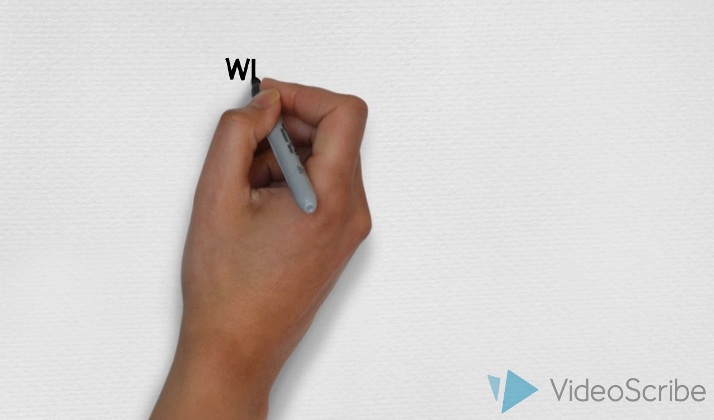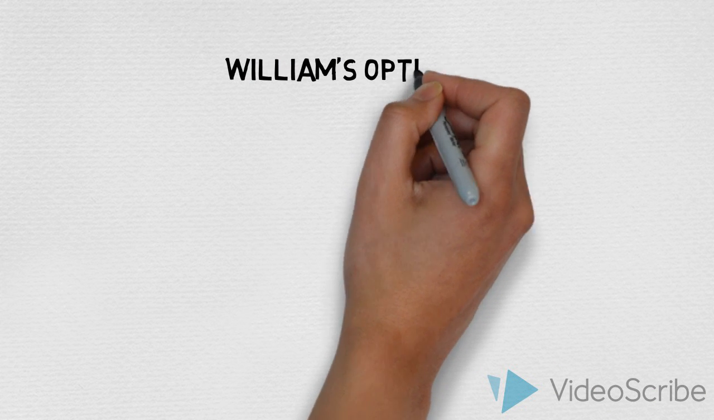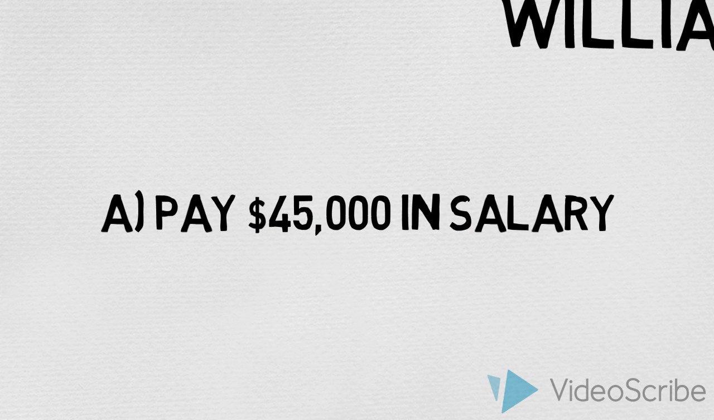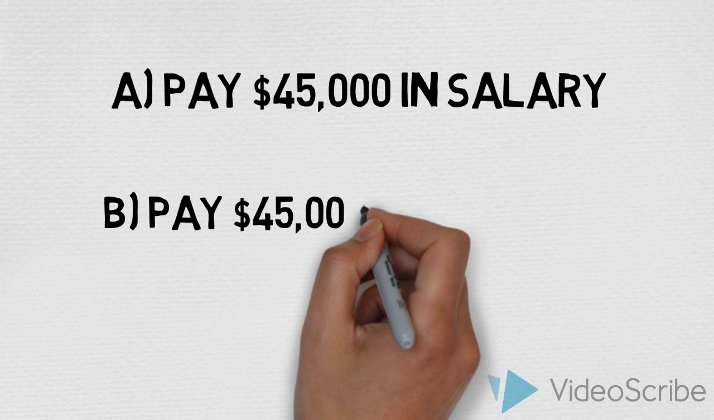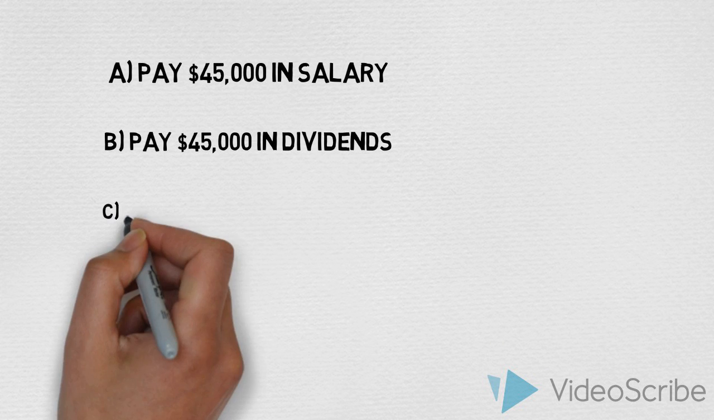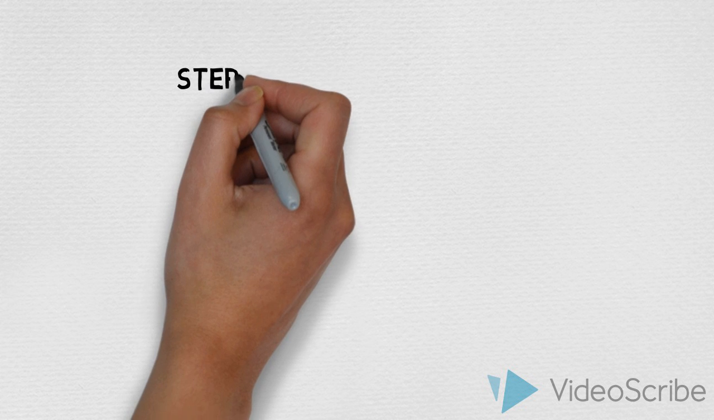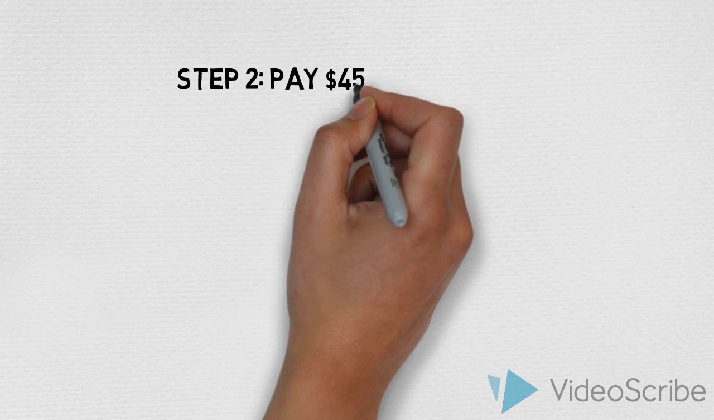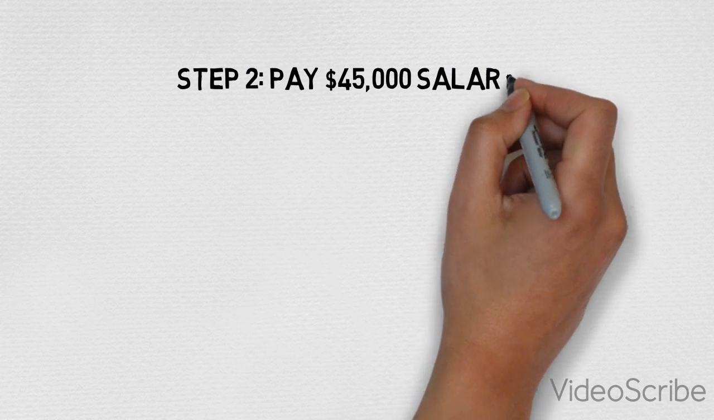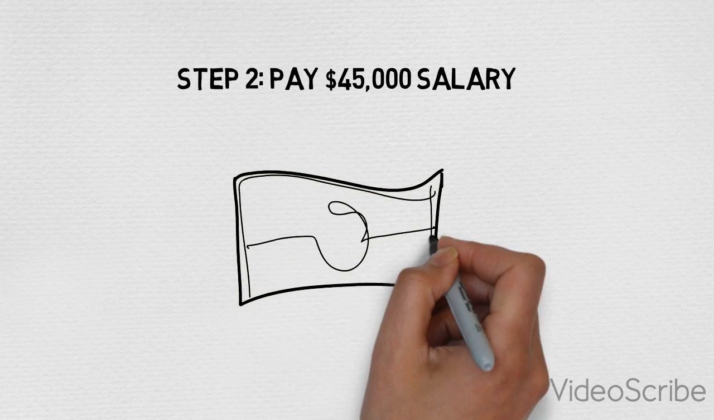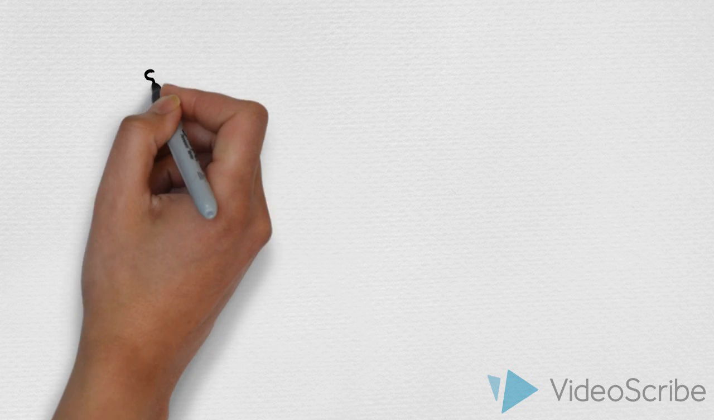After incorporation, William has the option of either A, paying out $45,000 in salary, B, paying out the $45,000 in dividends, or C, using a combination of both. So we suggest paying out the $45,000 in salaries from the incorporated business, as this provides the greatest overall tax benefit to William while meeting his financial requirements for the following year.